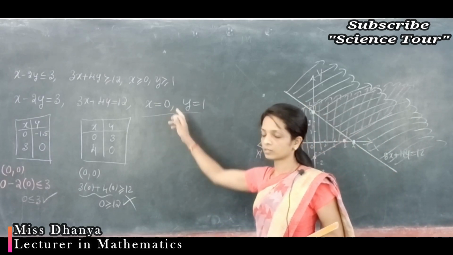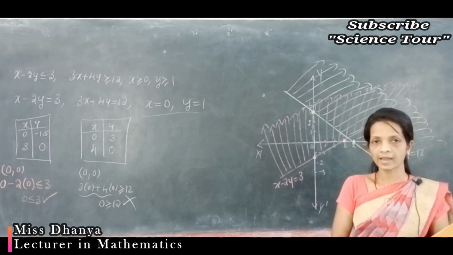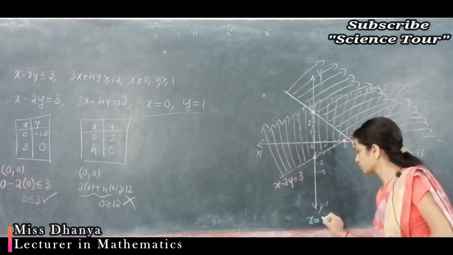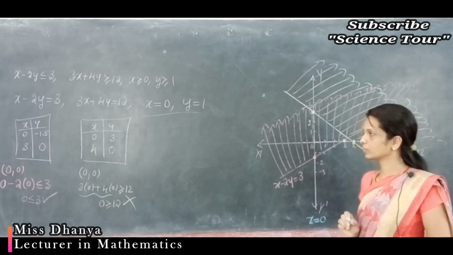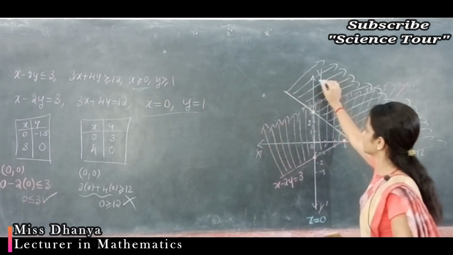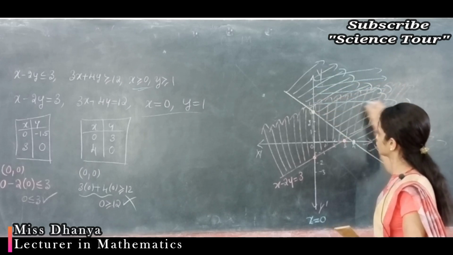Now x equal to 0. x equal to 0 is which line? That is the y axis. That is already drawn here. Okay. What is the name of the y axis? That is x equal to 0. And which inequality do you have? x greater than or equal to 0. Means to the right side of the y axis you have to shade.